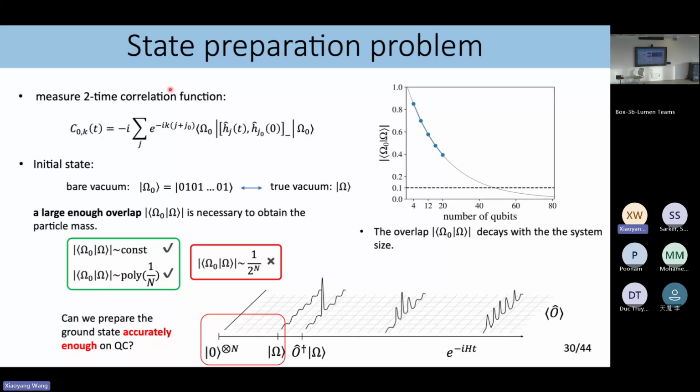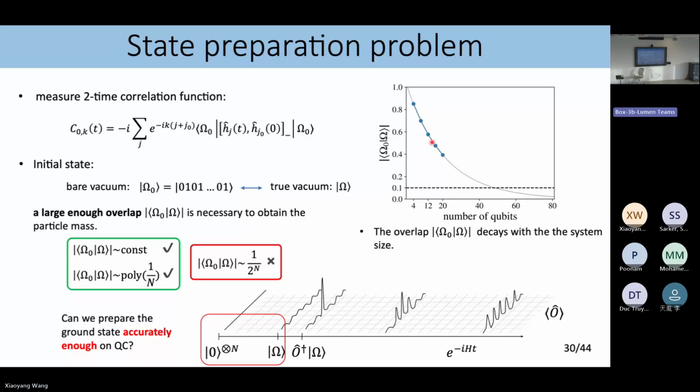Okay, so I will introduce the problem of state preparation now. In our original method of measuring the two-time correlation function, we simply take the vacuum omega 0 to be 0, 1, 0, 1, 0, 1. And this is actually different from the true vacuum of the Hamiltonian. For example, in this plot, we see that the overlap between omega 0 and omega decreases as the system size increases from 2 to 80.